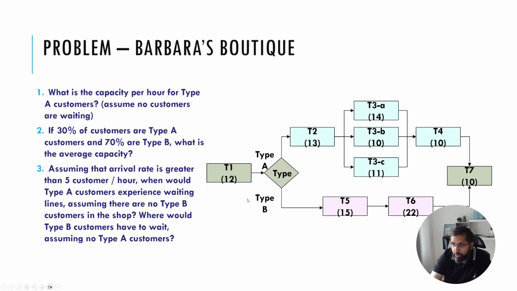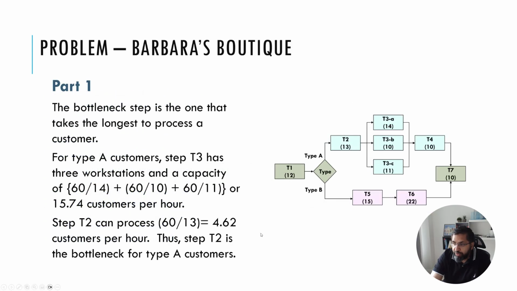Okay, let's go back. If 30% of the customers are type A and 70% are type B, what is the average capacity? First, we have to find the capacity for type B customers. That's easier because there's nothing complex happening on that path. You go T1, T5, T6, T7. Here we see T6 has the highest time, so the highest cycle time. So the bottleneck is T6. The capacity for type B is going to be 60 divided by 22, which is slightly less than 3.